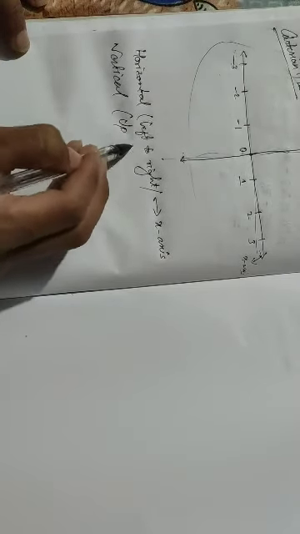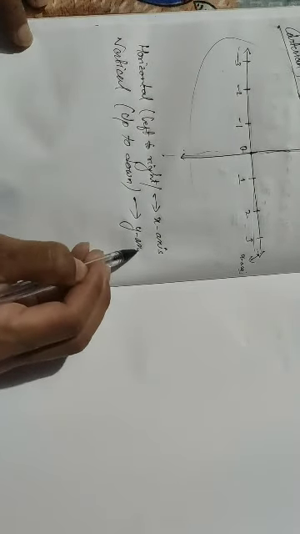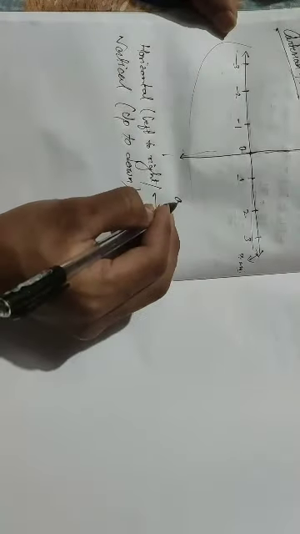And the vertical, that is from up to down, will be called the y-axis. So here we have two axes, and the plural of axis is axes. Number one is the x-axis, the horizontal one which runs from left to right, and the other one is the y-axis, which runs from up to down, and that is vertical.